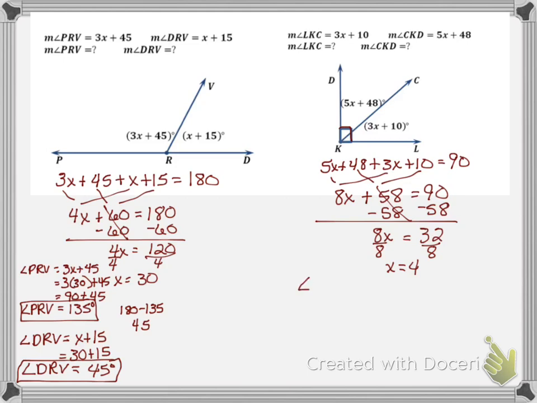So if angle LKC equals 3x plus 10, then I would substitute 4 for x, so it's 12 plus 10, which equals 22. So that is what the measure of angle LKC is.